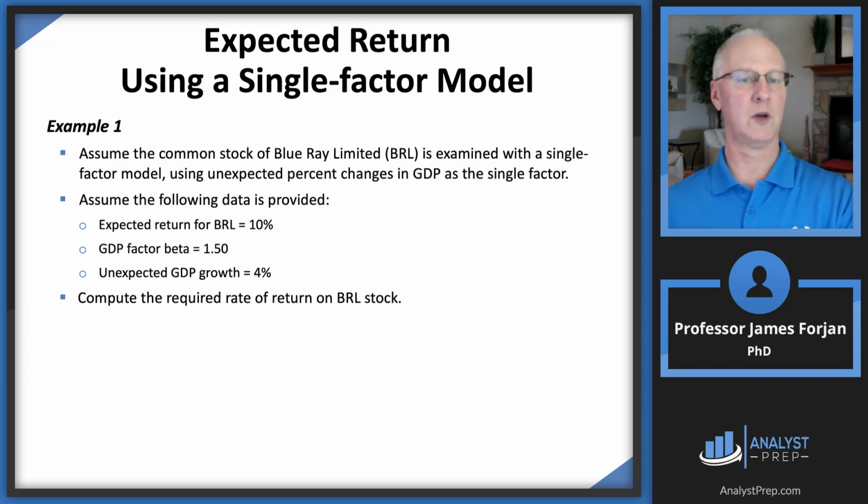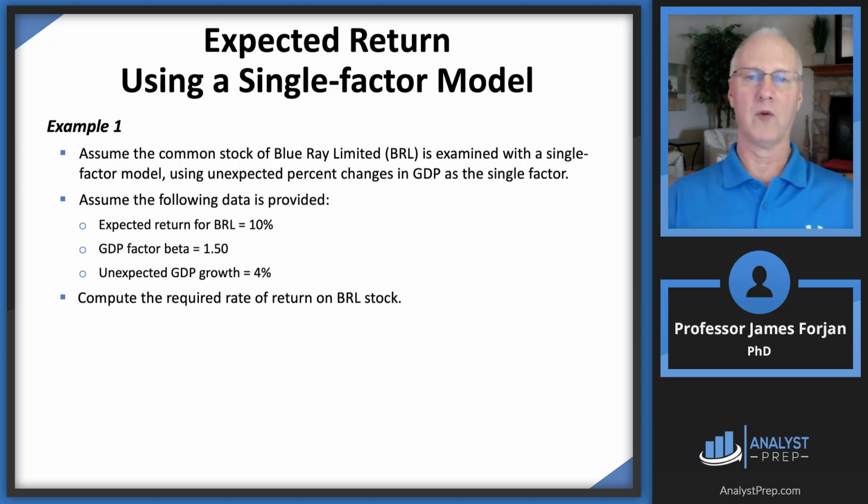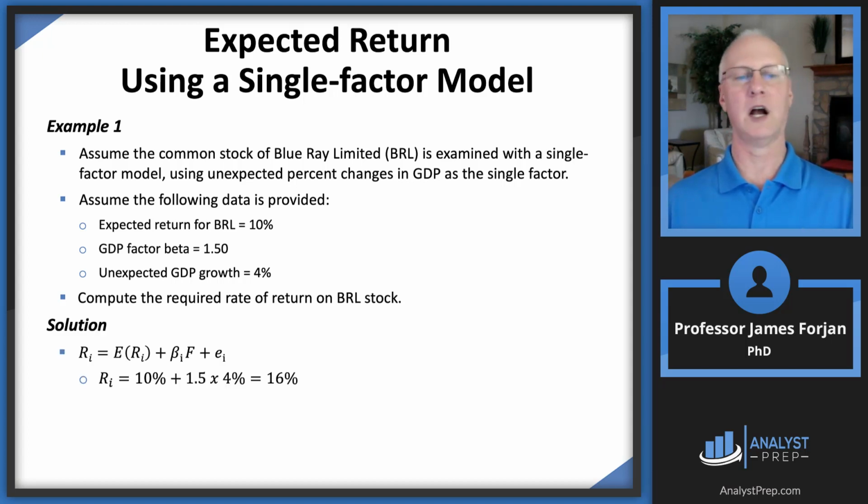All right, now let's go back to the 1.5. What that means is this GDP factor beta means that we are 1.5 sensitive to unexpected changes in the size of the economy. So really all we're going to do here is some simple math. We're going to take the expected return of 10% and then add the product of the sensitivity times the factor of 4%, and that gets us up to 16%.